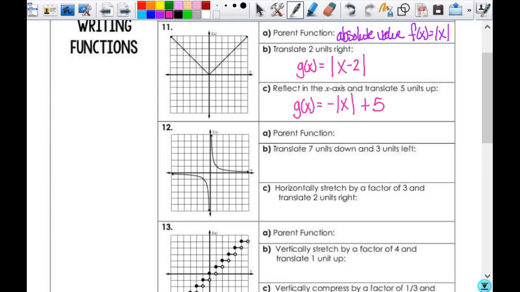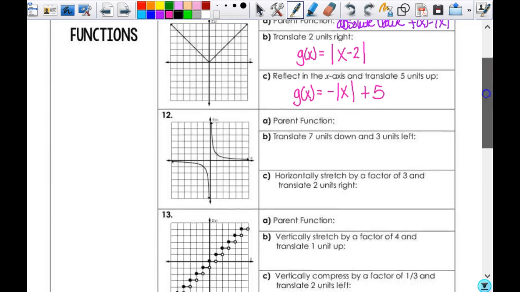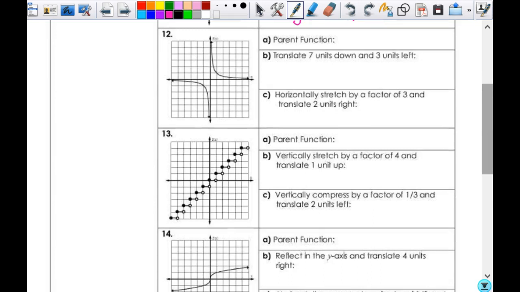All righty. So I'm going to give you a minute or two, and I want you to work on number 12. All righty. Ivania, can you tell me what this is called? Reciprocal. And that means that f of x would equal what, Ivania? 1 over x. All right, awesome. Thank you. All right. So then I'm supposed to translate 7 units down and 3 units up.